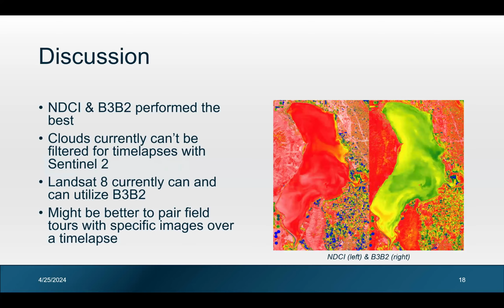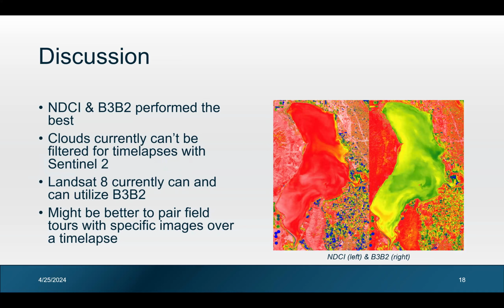So just to discuss a few points, as previously mentioned, NDCI and B3, B2 perform pretty well. There are a lot of issues that come with this, primarily through the current state of the code, where you can't really filter clouds from Landsat or Sentinel data. There is a potential way around that: using Landsat 8 data, but by doing that, you cannot use most of the indices. But luckily, one of the indices that works very well, the B3, B2 index, can be used in Landsat 8, so that could be a solution going forward.